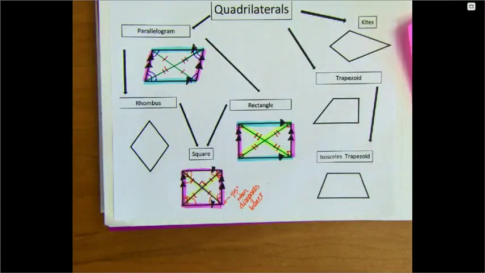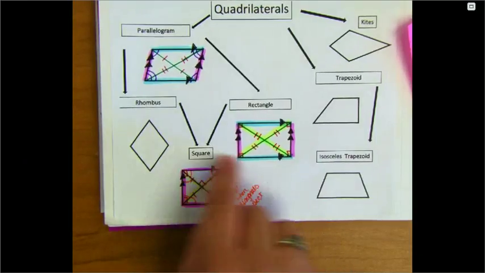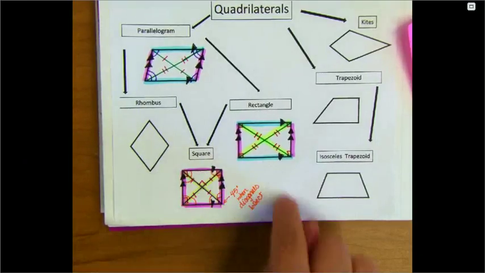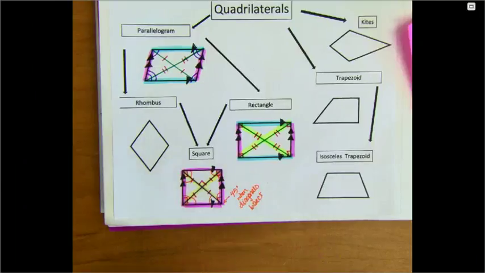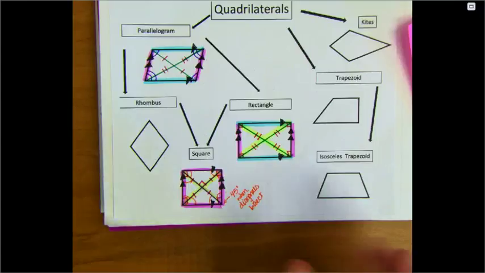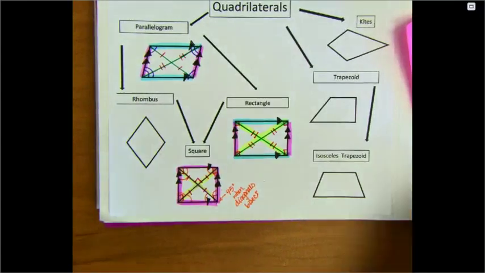This right here is going to be important in a couple weeks. It's a special triangle. Literally. Okay? So then we go to a rhombus.